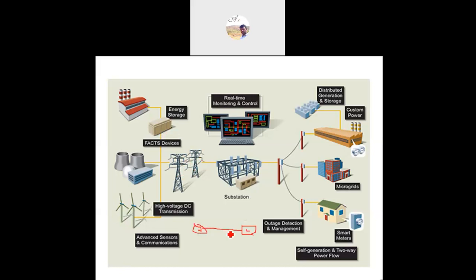So here we have one source and one load. Whatever the source is, that is the AC. So we are talking about an AC transmission line: a source, and we have one load.